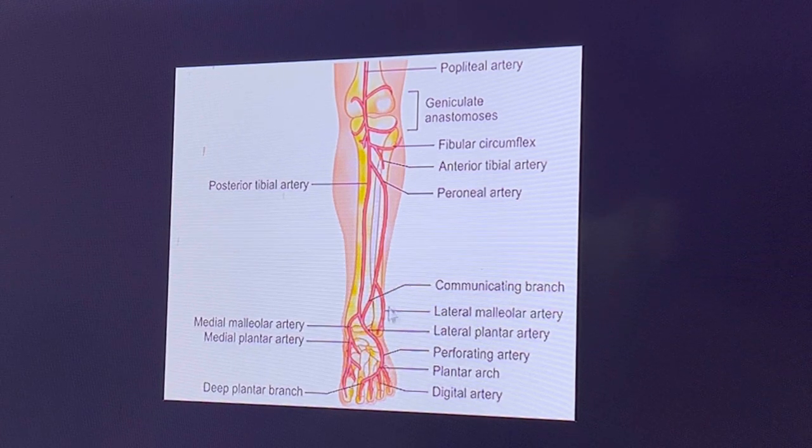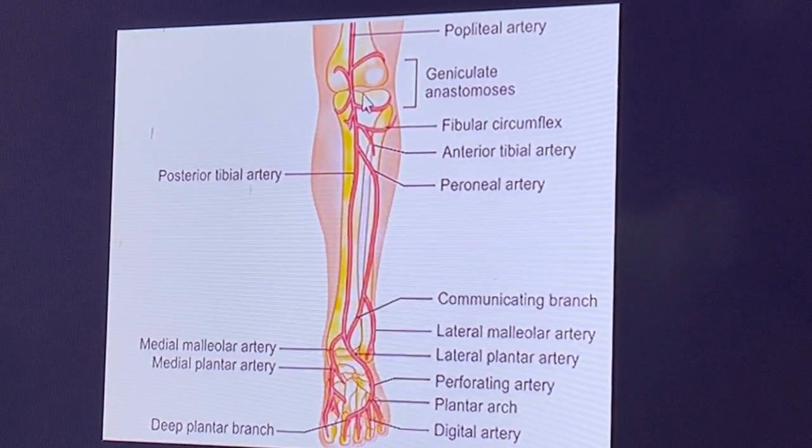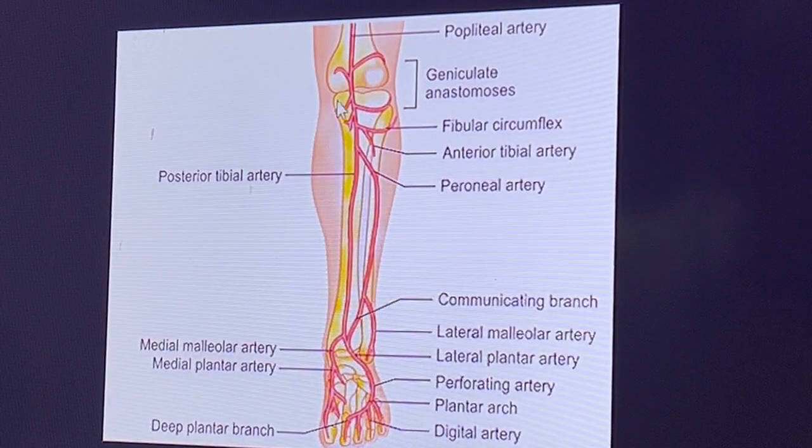Another diagram shows the popliteal artery. From the popliteal artery you get an anterior tibial branch, then the posterior tibial and the peroneal branches. So you have a network of arteries here: lateral malleolar artery, lateral plantar artery, medial plantar artery, medial malleolar artery, the deep plantar arch, and the perforating arteries with the digital arteries finally coming in.